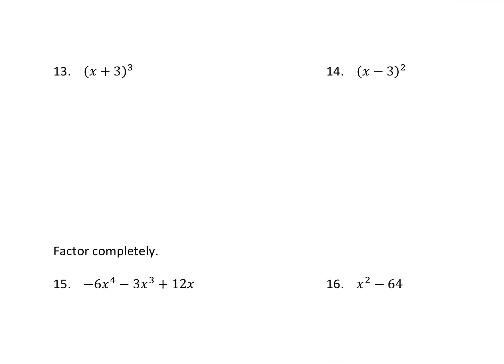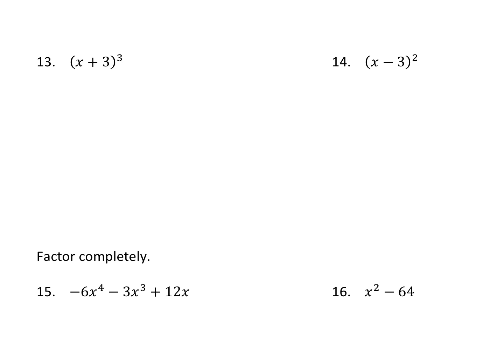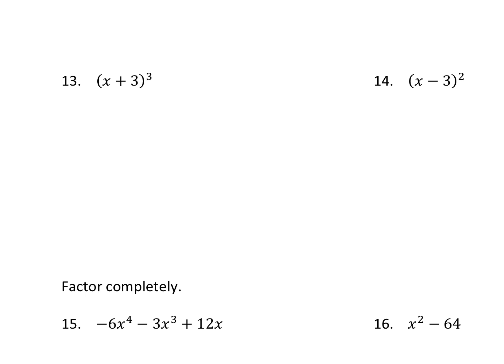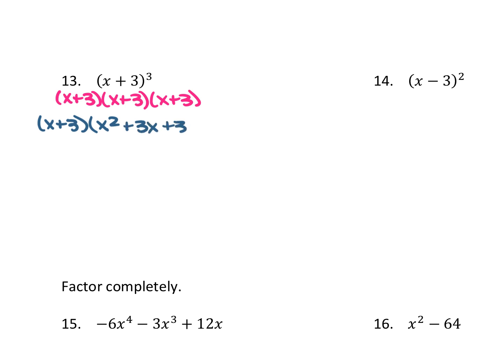For 13, we have x plus 3 cubed. So I don't expect you to know the formula for this. So if you don't, you're going to use the foiling method. So we would rewrite this as x plus 3 times x plus 3 times x plus 3. You're going to multiply out the two x plus 3's that are at the end. So we'll keep the first x plus 3. We'll get x squared plus 3x plus 3x plus 9. Your like terms combine to give you x plus 3 times x squared plus 6x plus 9.